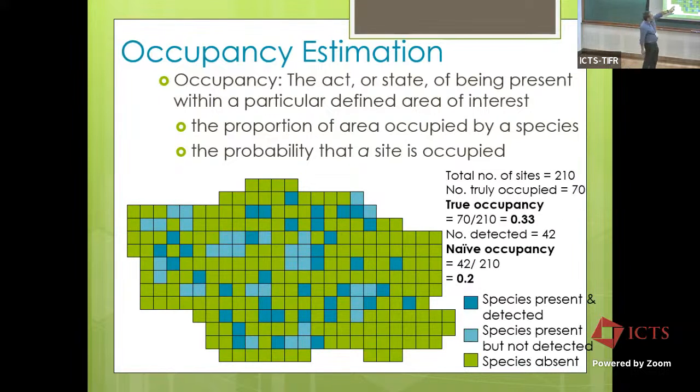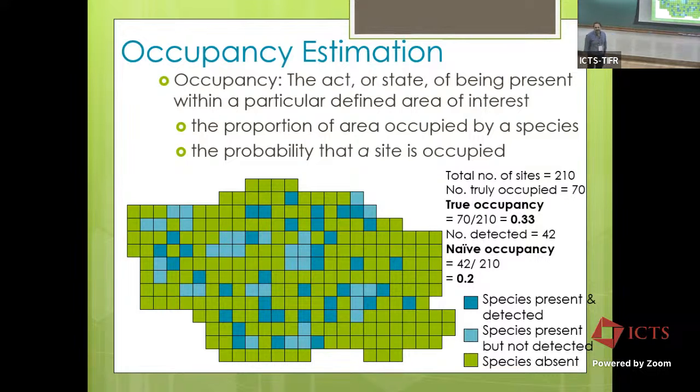So let's come back to that first example. Suppose true occupancy was 70 out of 210, that's 0.33. But the number of sites in which we detected the species, indicated by the lighter blue, is 42. If we didn't account for the fact that we might be missing the species in some sites, then what would we say is the occupancy? That's why it's called naive, because we are being naive here. The naive occupancy would be 42 divided by 210, which is 0.2. So we would say that the proportion of sites occupied in this study area is 0.2 or 20%. But what is the reality? It is 0.33. So we have underestimated the probability of any given site being occupied because we didn't account for imperfect detection.